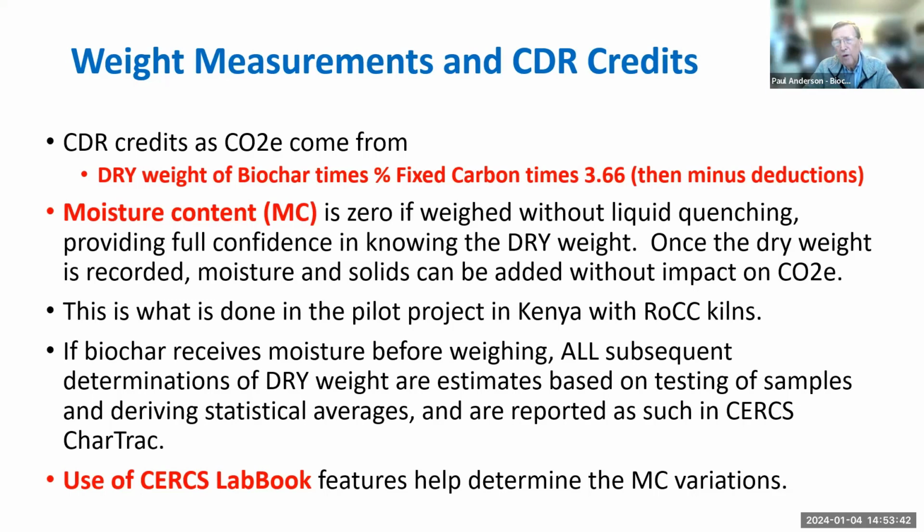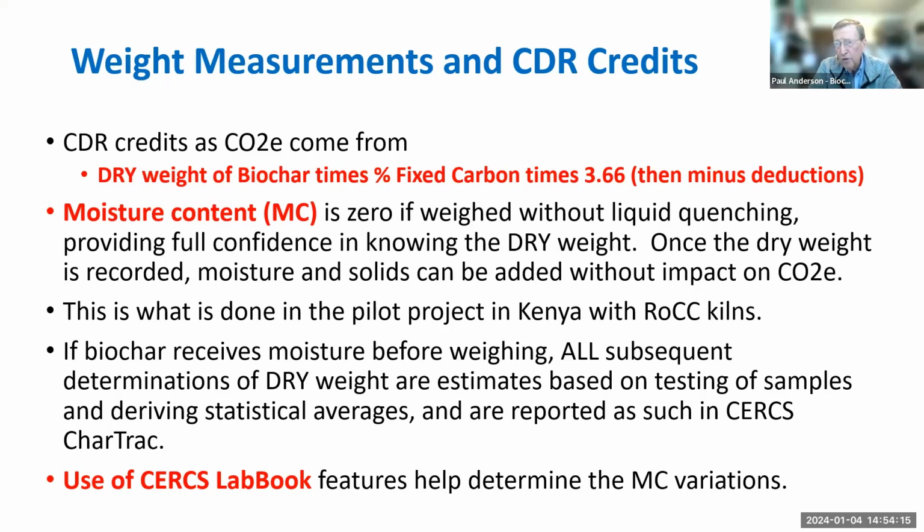Moisture content. When we do it, we have very little moisture on it. We have to calculate it back to what the dry weight is. For biochar that receives moisture after weighing or before weighing, you need to make allowances for it, and you're always working with averages. So we like to think of doing it wet, but there are ways around it.